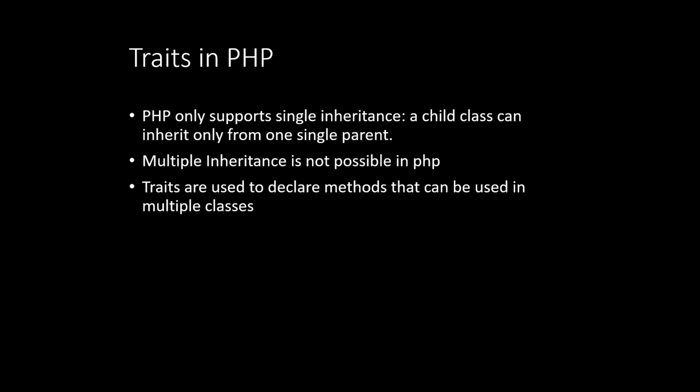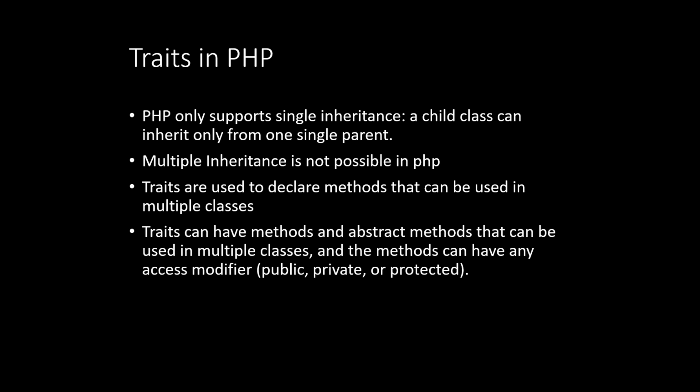So, to solve this problem, traits are used. Traits are used to declare methods that can be used in multiple classes. Traits can have methods and abstract methods that can be used in multiple classes, and the methods can have any access modifier, that is public, private, or protected. Traits are declared with the trait keyword.